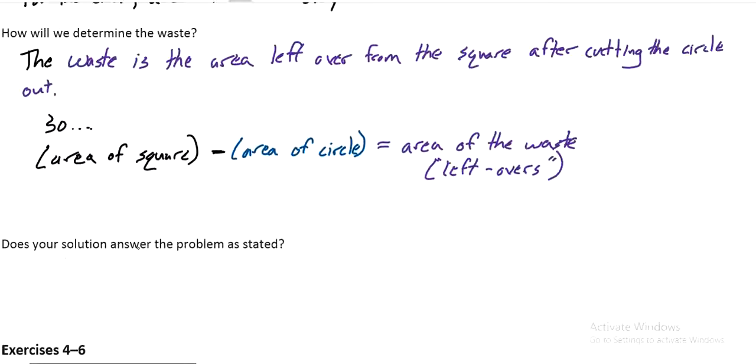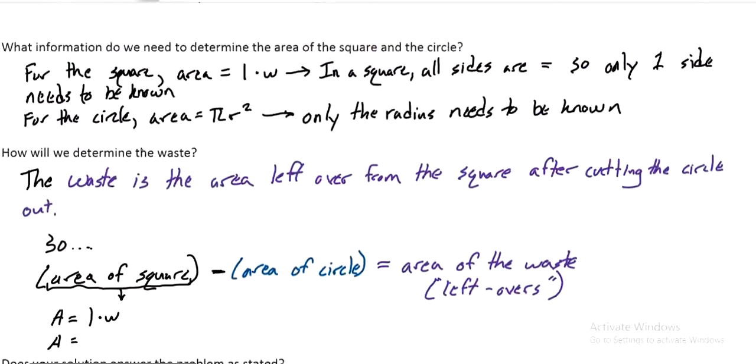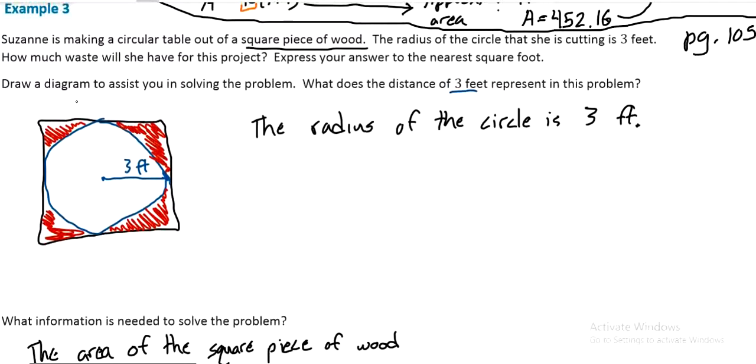So, does your solution answer the problem as stated? Let's find out. To find that out, let's first do the area of the square. So the area of the square is A equals, and again, it's length times width. It's the same as the area of a rectangle. What is the length or the width? Remember, the length and the width of a square are the same.